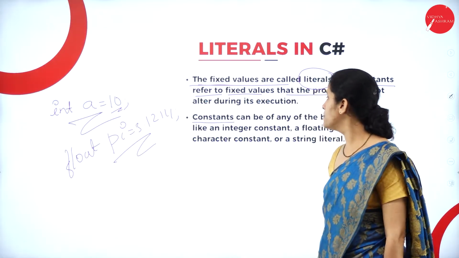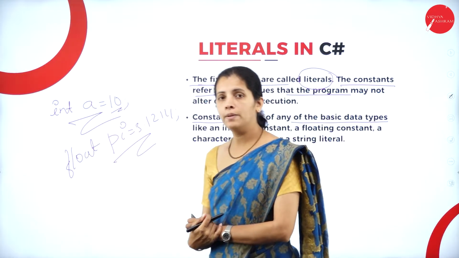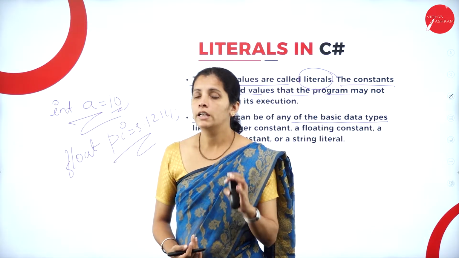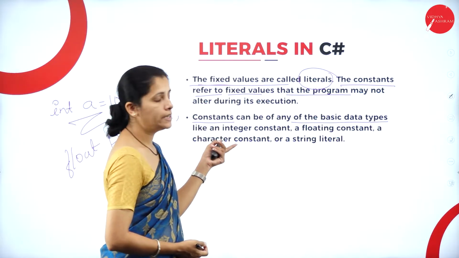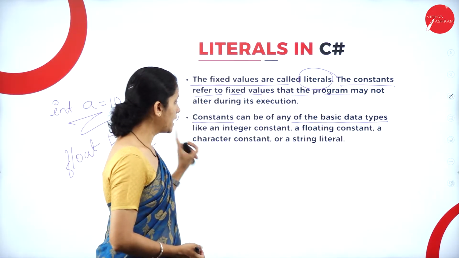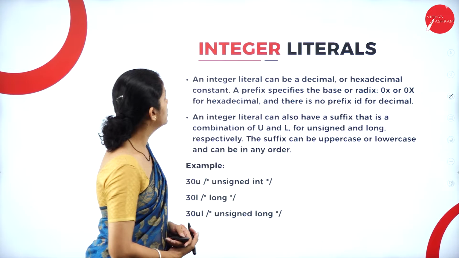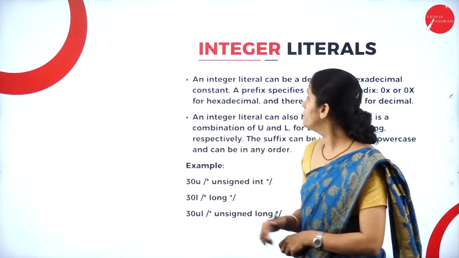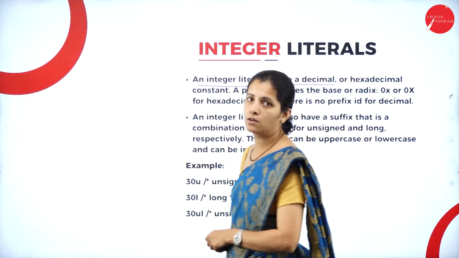So constants can be of any of the basic data types. That means I am able to create literals using any data type. So here I can create an integer constant or integer literal, floating point constant or floating point literal, character constant or character literal, and string literals. Now dear student, I'm going to have the integer literal. So an integer literal can be a decimal or hexadecimal constant.